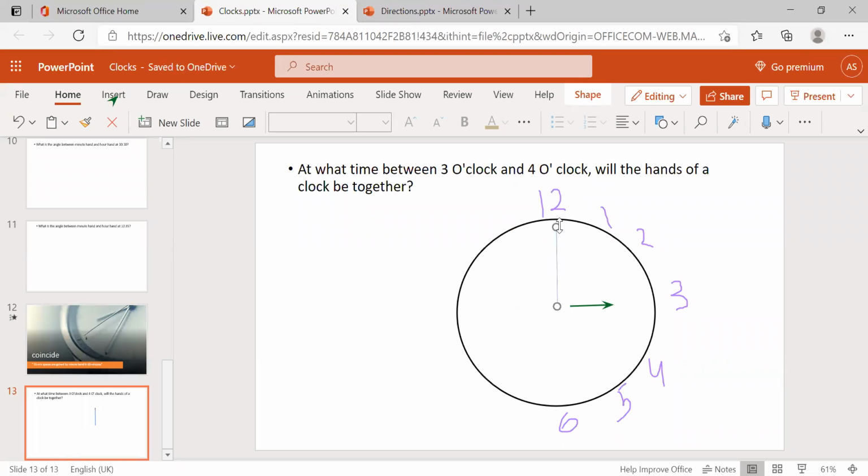Now, if it is moving like this, and suppose now it's at 3:10, is the hour hand in the same position? No, right? It is also moving like this. Why? Every 1 minute, the hour hand also moves half a degree, right? Is it clear?